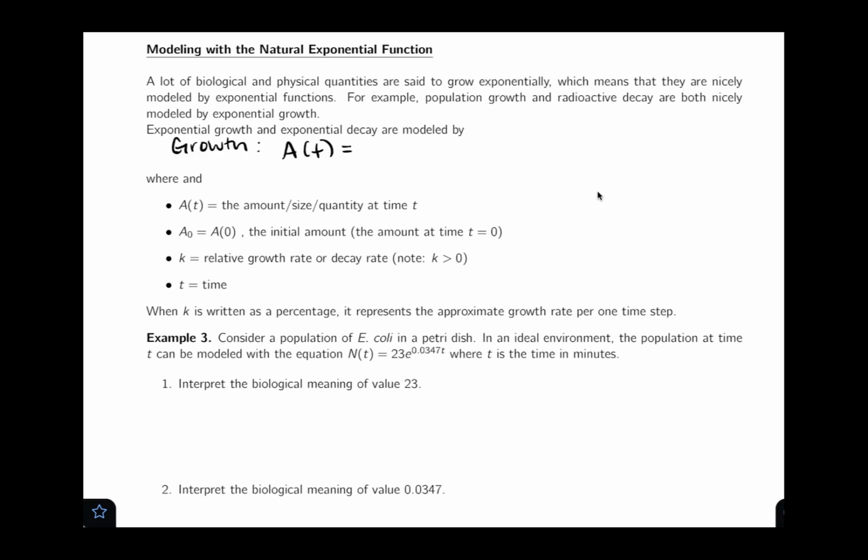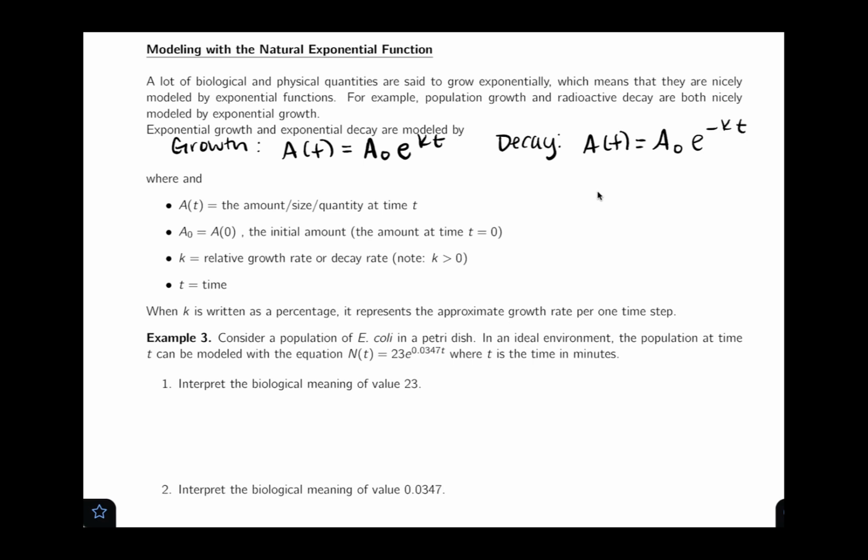For growth, the amount or size of the population or quantity at time t will be given by a sub 0 times e to the kt. And for decay, the amount will be given by a sub 0 times e to the negative kt.